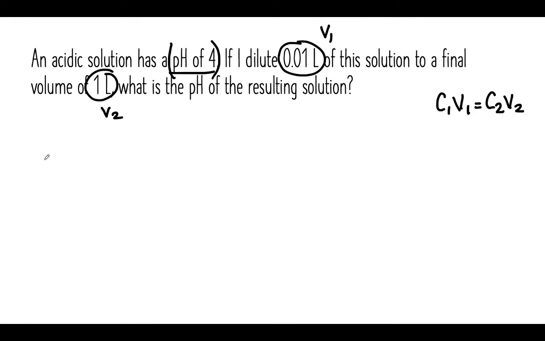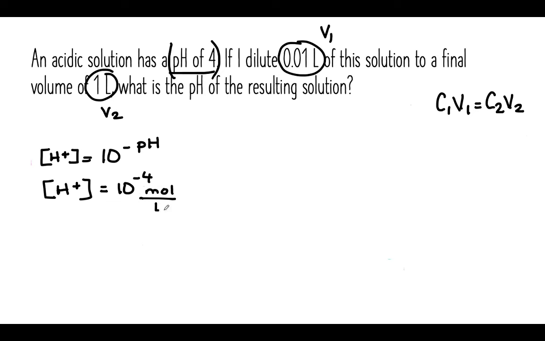How do I do that? I know that the concentration of H plus is equal to 10 to the power of negative pH. So the concentration of H plus is going to be 10 to the power of negative 4 moles per liter. Now what I have here is my value of C1. So I've got C1, V1, as well as V2, and they're asking you to find C2. And using C2, we can then solve for the pH of that solution.